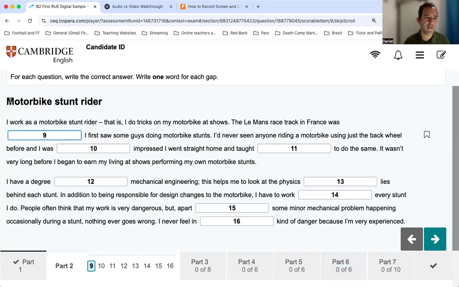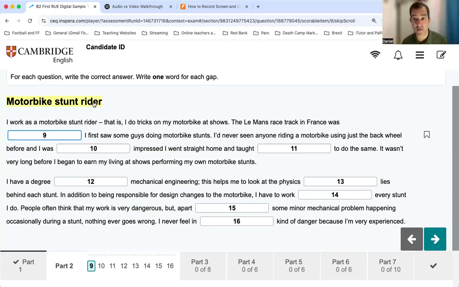Motorbike stunt rider. And look what we can do on the computer-based exam. Look, you can highlight the text very easily. I think that is super, super important. I'm always telling students, get your pencil, underline the text, use the process of elimination. And this is actually very good in the computer-based exam. Look at the way we can highlight. And also we can make notes, but I always highlight.